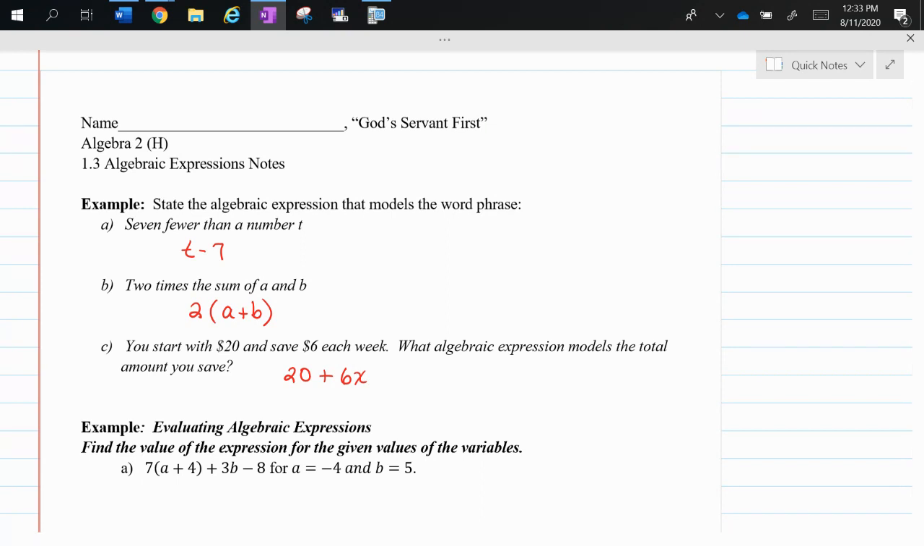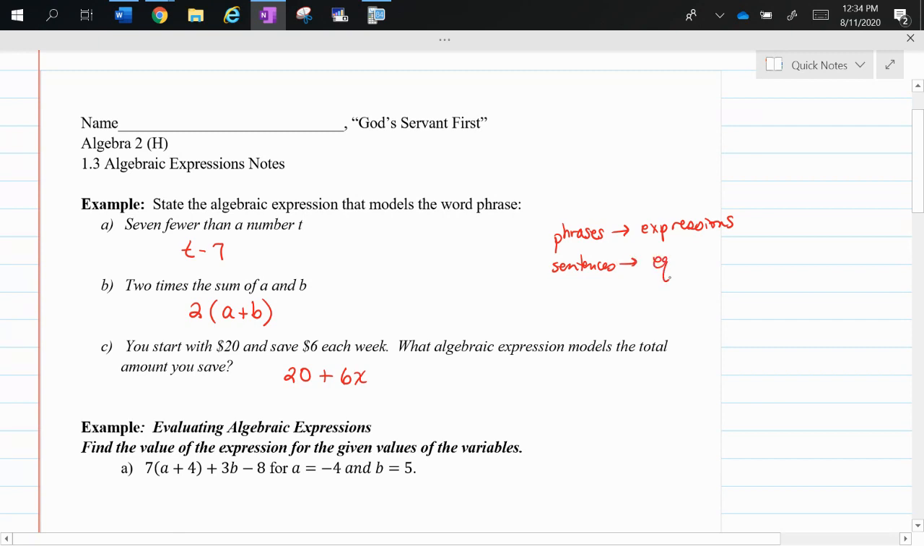So we can translate phrases into algebraic expressions. So we're going to put that phrases get translated into expressions. And then we'll eventually look at sentences later that get translated into equations.